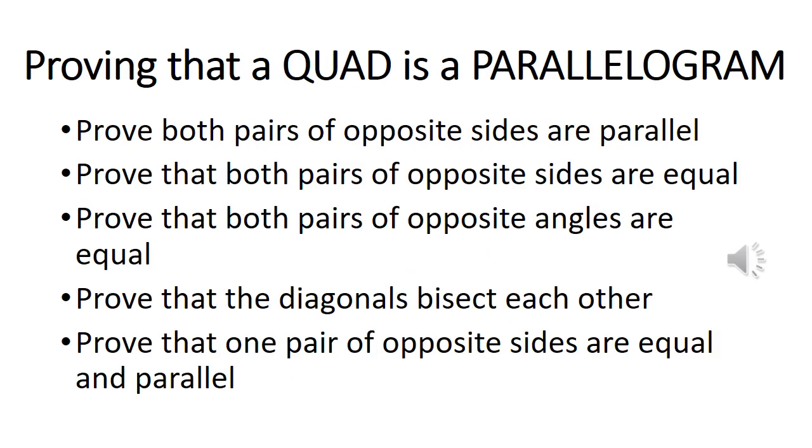The last thing that we're going to quickly recap is what we did yesterday. If you are given a quadrilateral, and they ask you to prove that it is a parallelogram, there are 5 ways of doing it. The first is to prove that both pairs of opposite sides are parallel. The second is to prove that both pairs of opposite sides are equal in length. The third is to prove that both pairs of opposite angles are equal. The fourth is to prove that the diagonals bisect each other. And the last would be to prove that one pair of opposite sides are both equal and parallel. If you can prove one of those 5 things, then you are proving that a quadrilateral is a parallelogram.